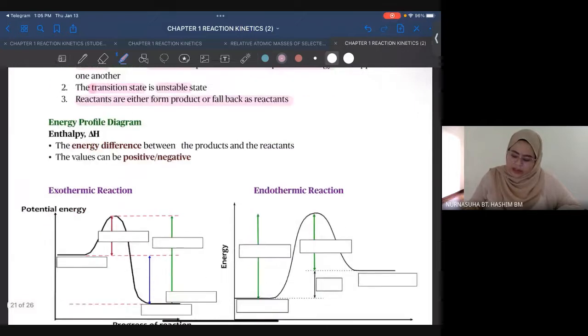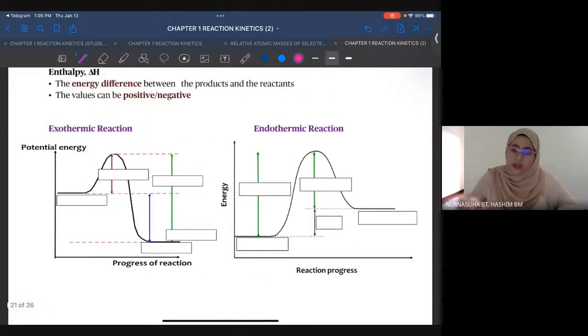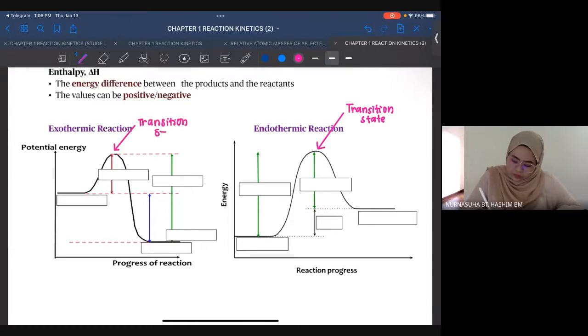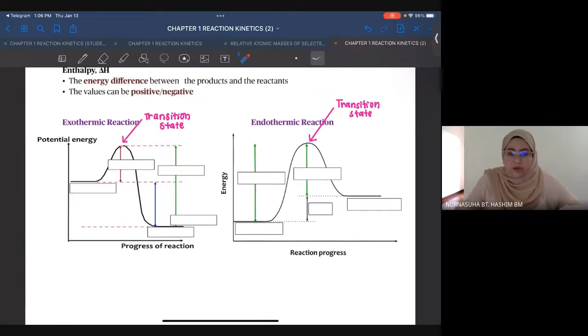Okay, where is the transition state? I believe you guys are already familiar with these two graphs, these two pictures. You learned this in SPM, right. Okay, the peak here, where I put the pink arrow, that is the transition state. Okay, this one is for exothermic. Okay guys, so this is what we call an energy profile diagram.